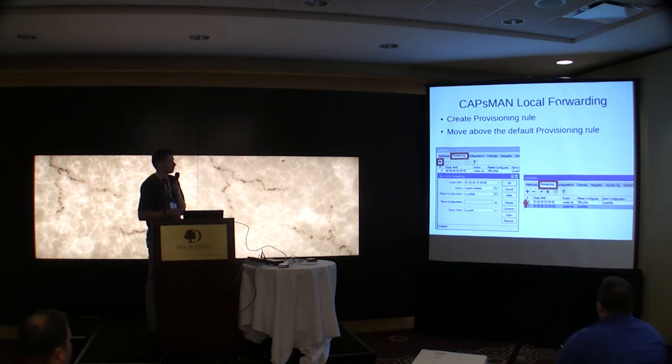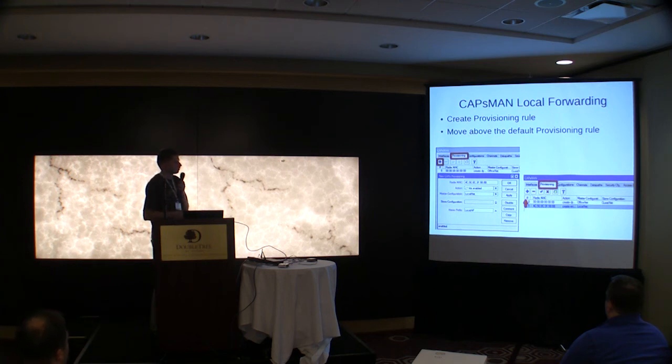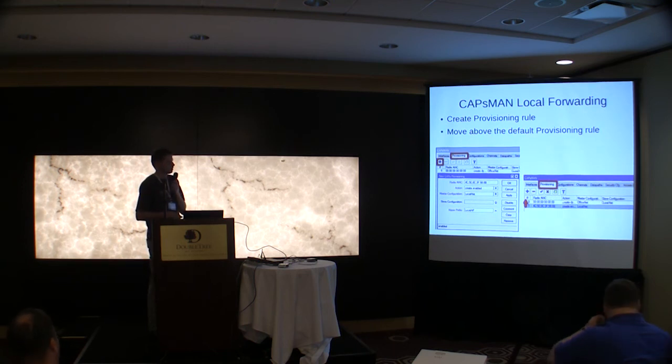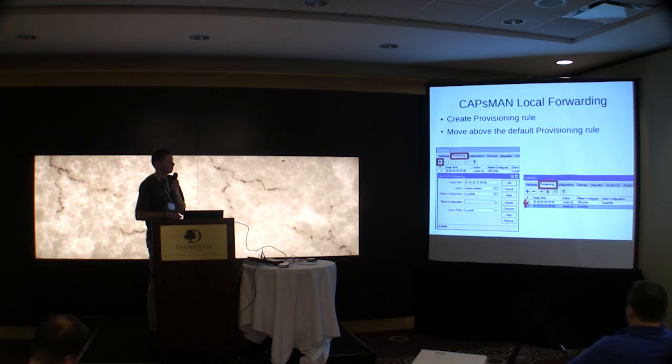And then we create a provisioning rule. For example, for this AP from the previous slide, we create a local provisioning rule for this local forwarding mode. We specify action create enabled, it will use a static interface. We specify it will use this newly created configuration, and we specify local AP. Since it's the same CAPsMAN router, we previously had a provisioning rule which applies to all the MAC addresses. So the new provisioning rule should be moved above this one.